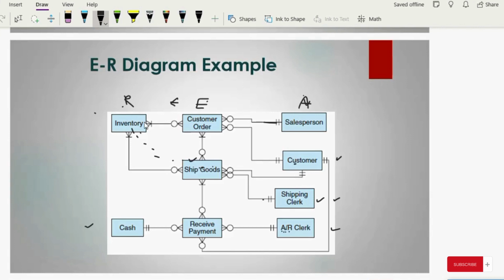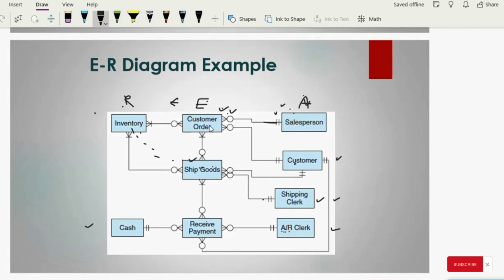Moving on towards the relation between customer order and salesperson. One salesperson could have no customer order at minimum, and at maximum he could have many customer orders. A customer order should have at least 1 salesperson, and at maximum only 1 salesperson. 2 salespersons cannot process 1 customer order. There will be a fight. So at minimum 1 salesperson, and also at maximum 1 salesperson.